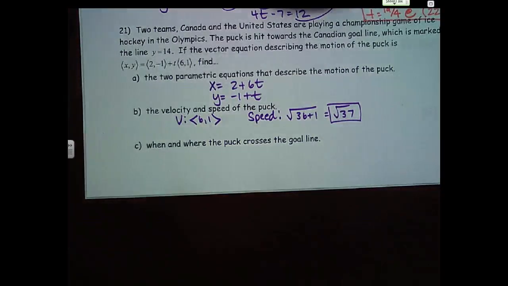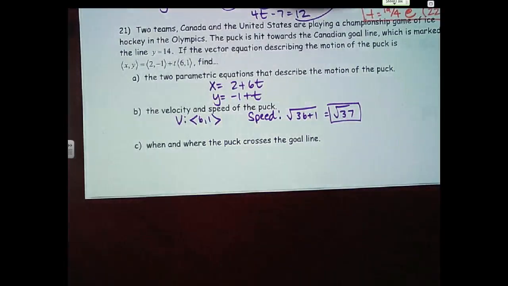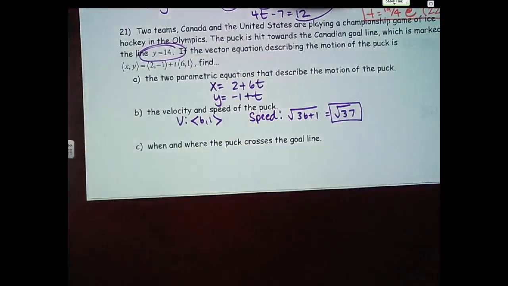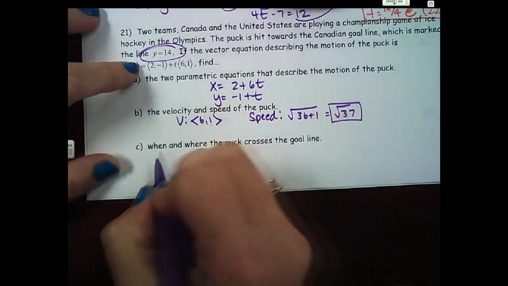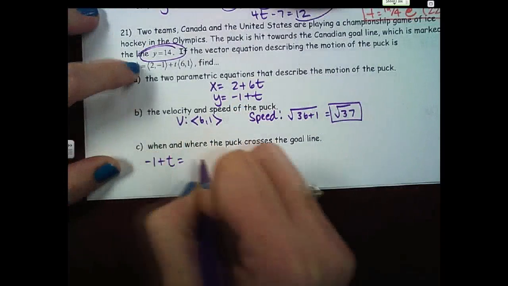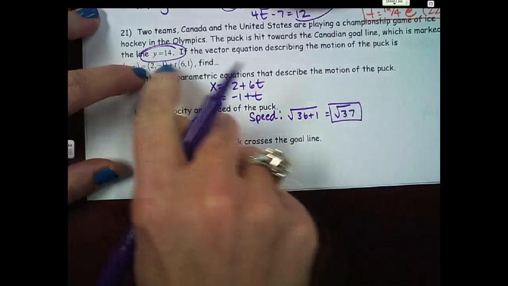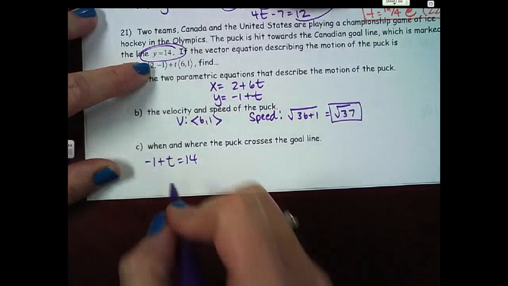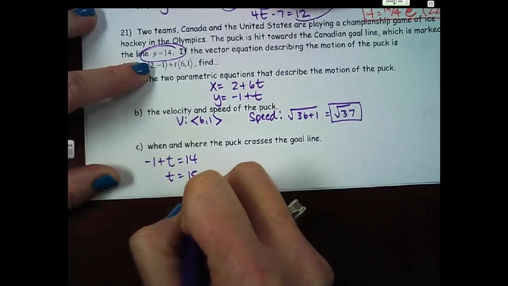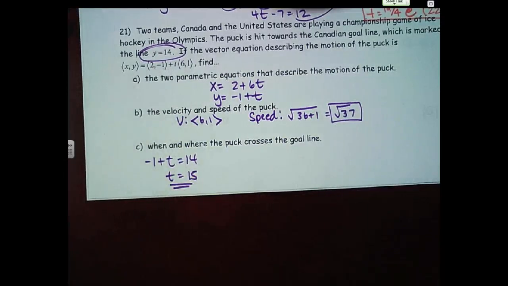What's strange about C is that the line that they gave me is just a y line. So just don't worry about the x. It's not a big deal. x is just not there. So to find time, all you're going to do is use the y. So -1 plus your time equals 14. I'm just going to use the line they gave me. y equals 14. That's fine. So time then is 15 units.